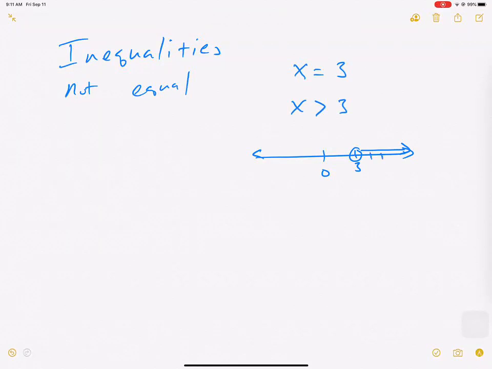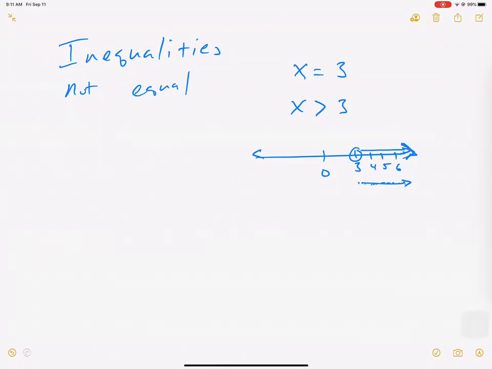3, 4, 5, 6. 4 is greater than 3. 5 is greater than 3. There's an infinitely many set of possibilities. And instead of drawing a bunch of tiny dots, we draw a line to say all of them are true. 3.1 is true. 4.5 is true. 7.9. And the arrow takes us to infinity, as many numbers are to the right.